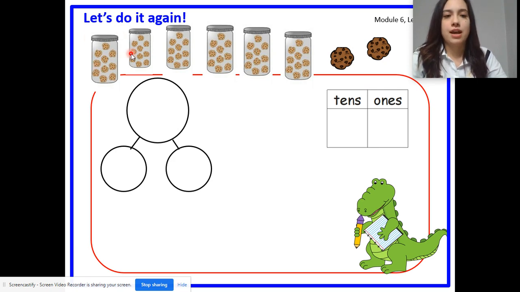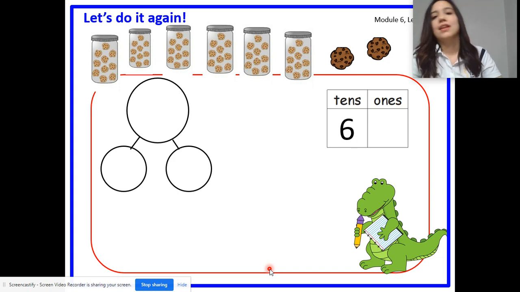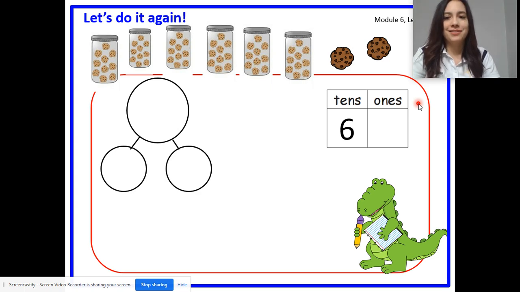1 ten, 2 tens, 3 tens, 4 tens, 5 tens, 6 tens. So how many tens do we have, boys and girls? Get ready? Yes, 6 tens. Write it. Now, how many ones do we have? So let's count. We left off at 6 tens, so it's 6 tens 1, 6 tens 2. How many ones do we have, boys and girls? Get ready? Yes, 2 ones. Write it.